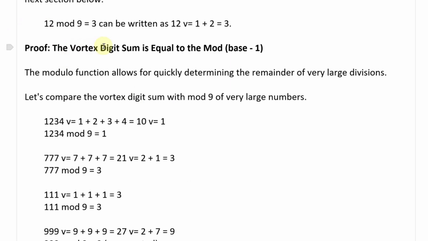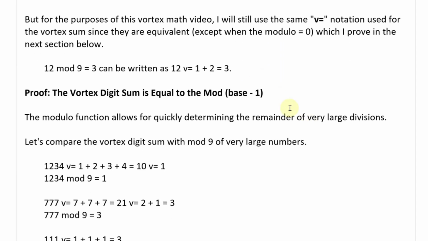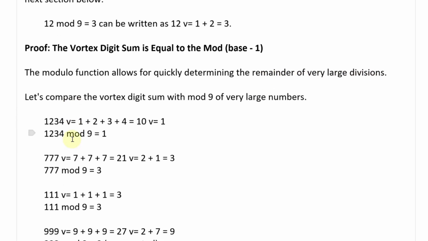So proof: the vortex digit sum is equal to the mod of base minus 1. The modulo function allows for quickly determining the remainder of very large divisions. So let's compare the vortex digit sum with mod 9 of very large numbers. And again, we're looking at mod 9 because the base is 10, and 10 minus 1 is 9.